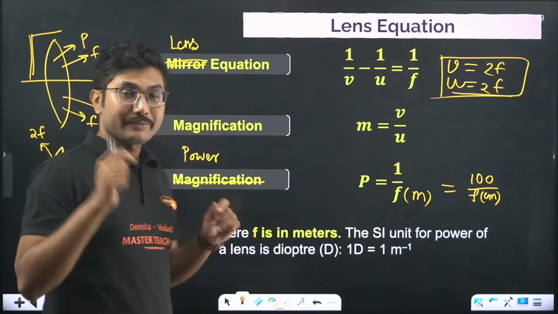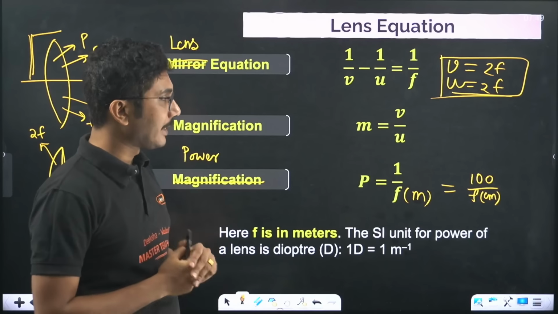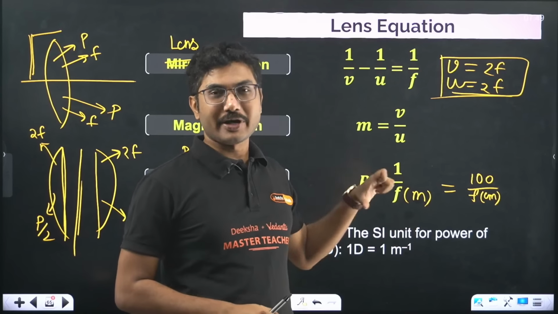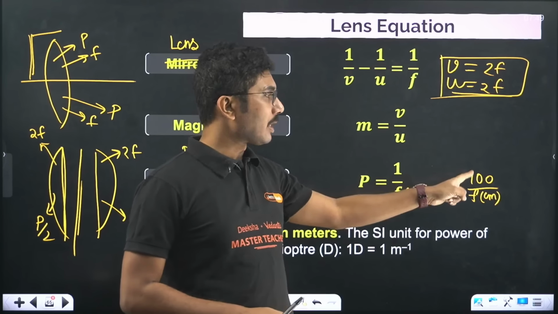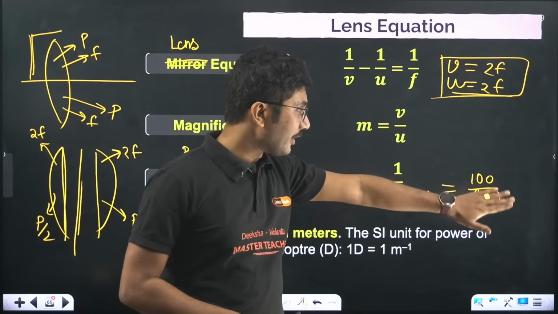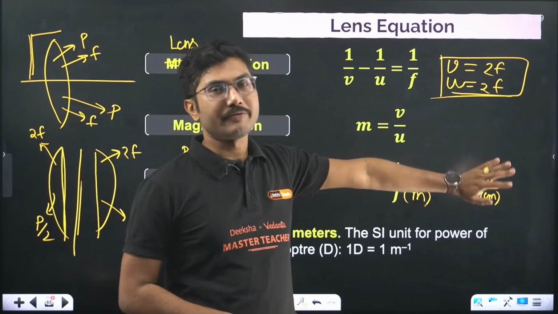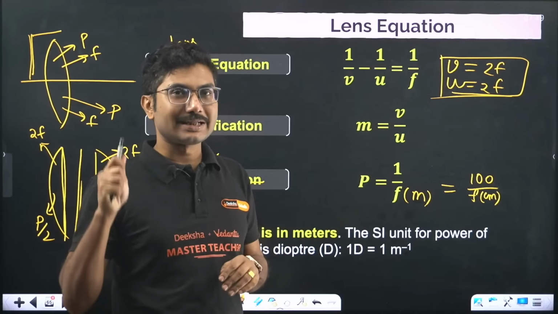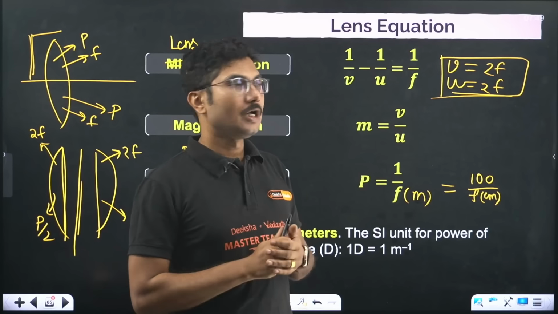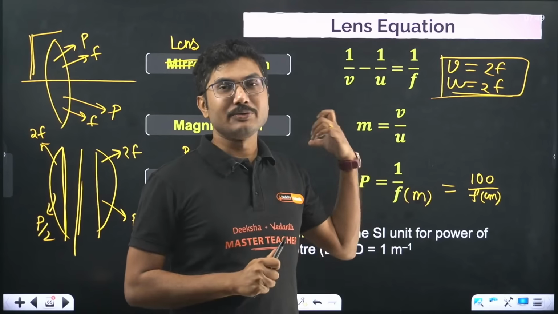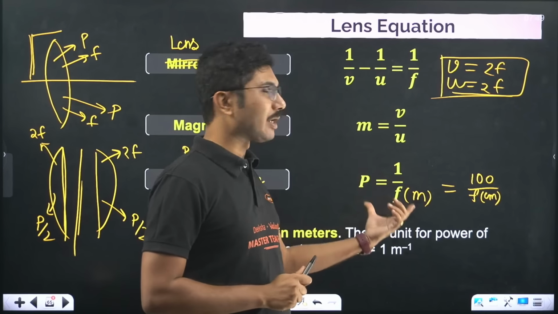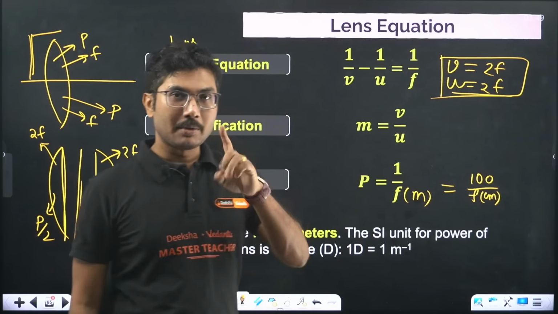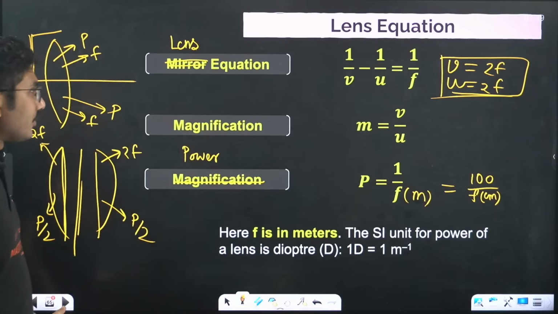Another point that you might forget: if focal length is given in centimeters and you are trying to find power, remember you have to use 100 divided by focal length, because power is always calculated when focal length is expressed in meters. When focal length is in meters, you can calculate power using 1/F. If it is in centimeters, use 100/F. Remember, it will save some time for you.